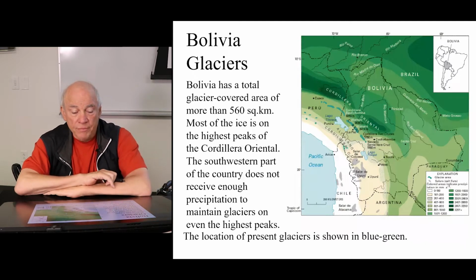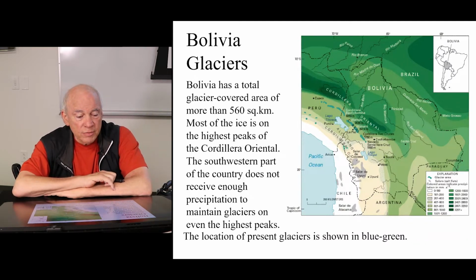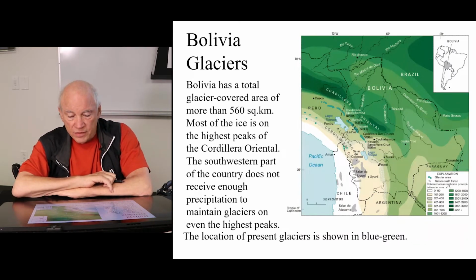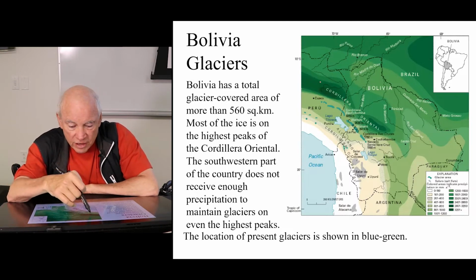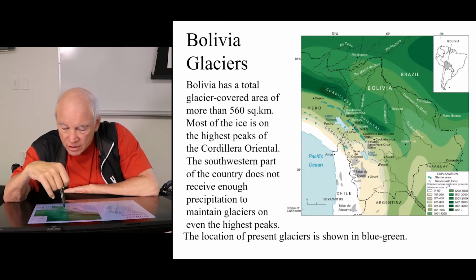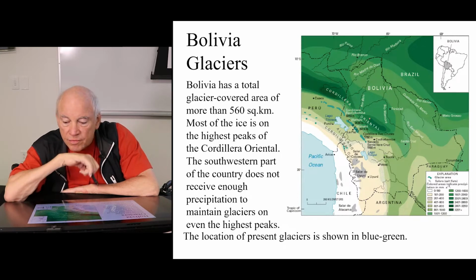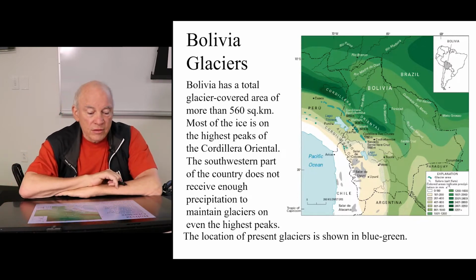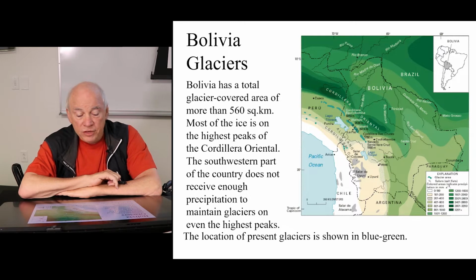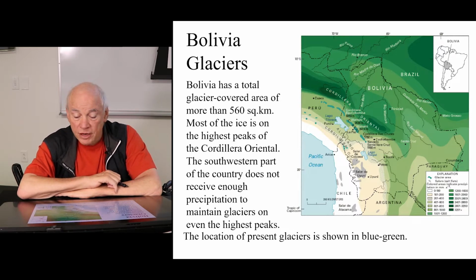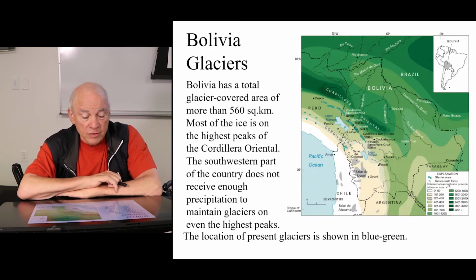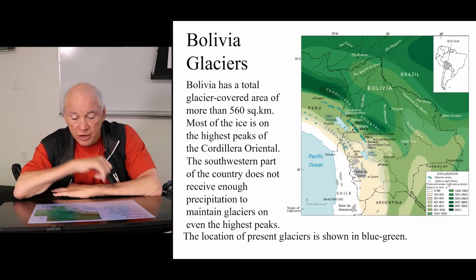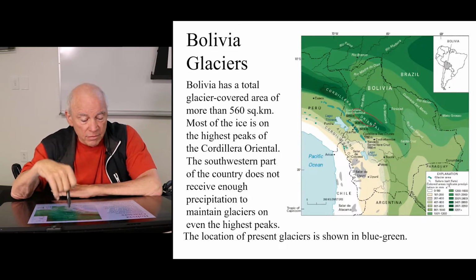Hope you enjoyed that. Now let's move on to Bolivia. So Bolivia is very close to this high region of Peru, and so there are many glaciers in here. And there's almost 560 square kilometers of glacier in Bolivia. And mostly it's on the high peaks of the Cordillera Oriental in here.